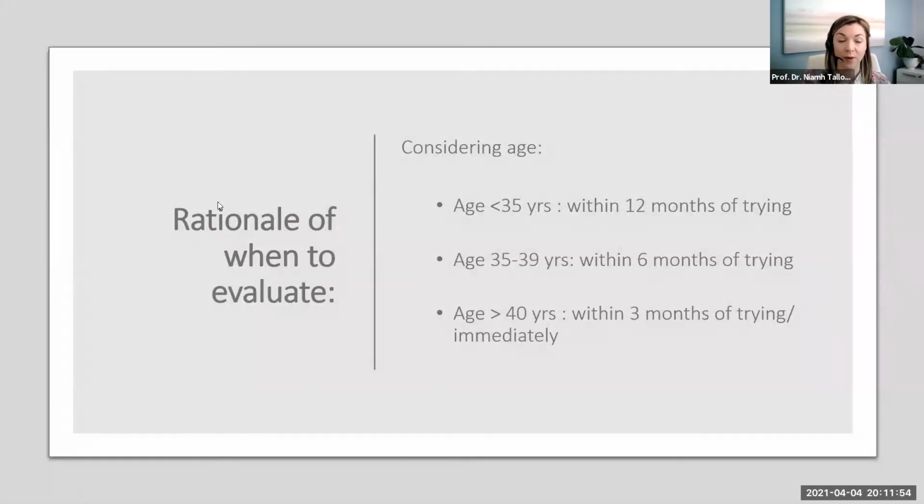And so this really is where we get our rationale for when we should evaluate patients. And it takes into consideration age. So if you're under 35 years of age, there shouldn't really be great harm with giving you longer to achieve a pregnancy on your own, and we look at that as being a year of trying. If you're 35 to 39 years of age, we certainly want to see you within 6 months of trying. And if you're over 40, some would argue it's reasonable to have an immediate referral for evaluation, or at least within 3 months of trying. And part of that is just acknowledging it takes some time to get the evaluation completed.